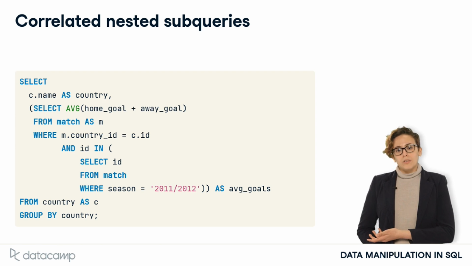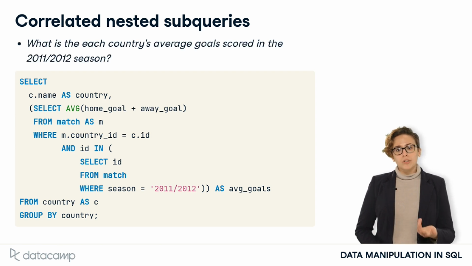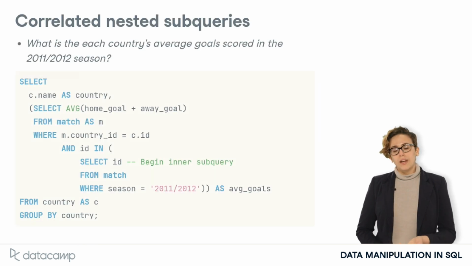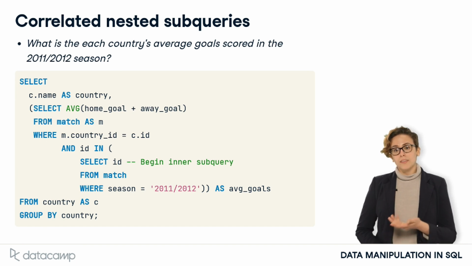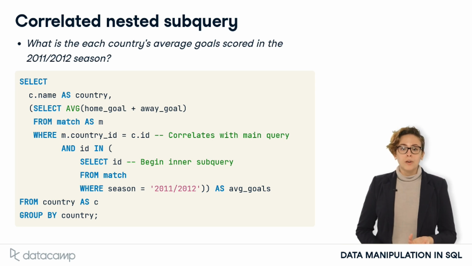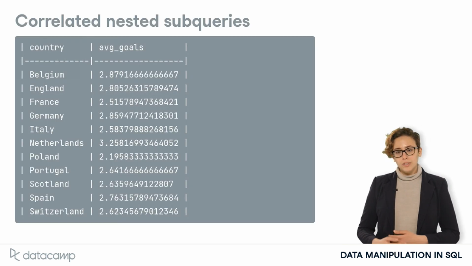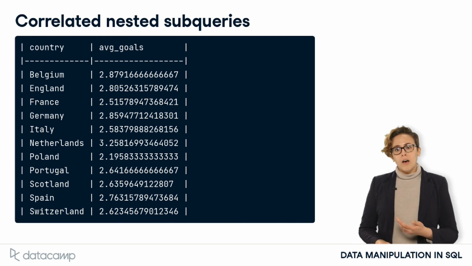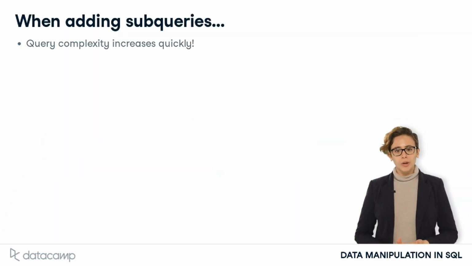This query answers the question, what is each country's average goals scored in a match in the 2011-2012 season? This is fairly similar to the previous chapter, except it takes one additional step. It has a second nested subquery inside the select statement, and the outer subquery has a statement correlating with the main query. The result you see here is a table with a column that identifies each country's average goals scored in the 2011-2012 season.